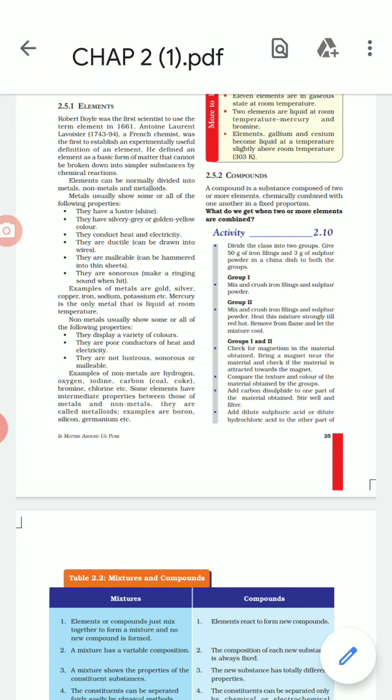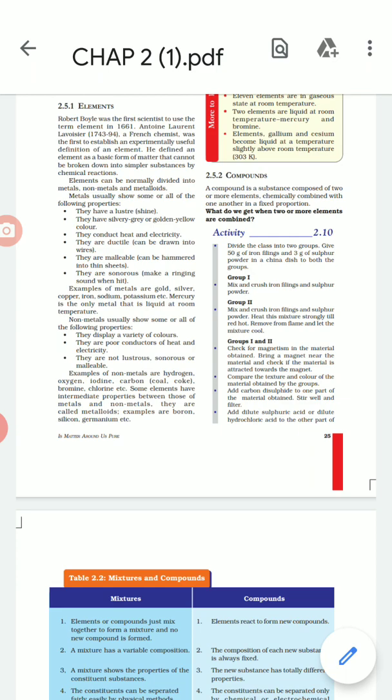Okay. So compare the texture and color of the material obtained by the groups. You will find that group 1 will have the original colors of the iron filings and sulfur, but in group 2 you will find that the color has changed. Now why has the color changed? Because there is a chemical reaction taking place.